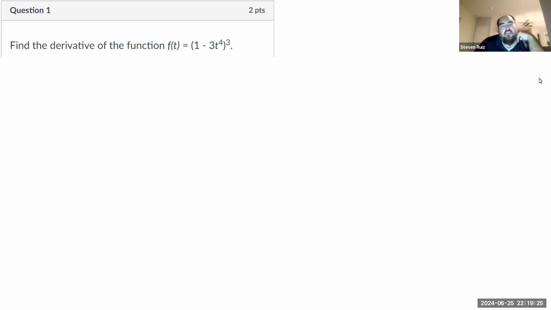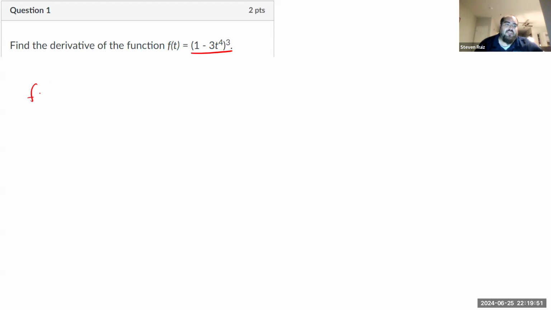All right, let's go over the questions from the checkpoint for Module 7. So first question here is to find the derivative of a function, which is probably most effectively dealt with using the chain rule. I think you could expand this, but that would be kind of a harrowing process. So the most direct way, let's just deal with this as the chain rule.